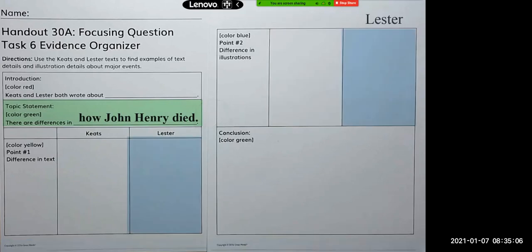In a minute, I'll be pulling up an illustration and the text from the Lester version. I'll read the text aloud, but then I'm going to leave both the text and the illustration up on the screen so you can complete both point 1 and point 2 for the Lester version. Once you're done with that, you'll also complete the introduction and the conclusion. So you'll be pausing for quite a bit. Let's take a look at the Lester version.